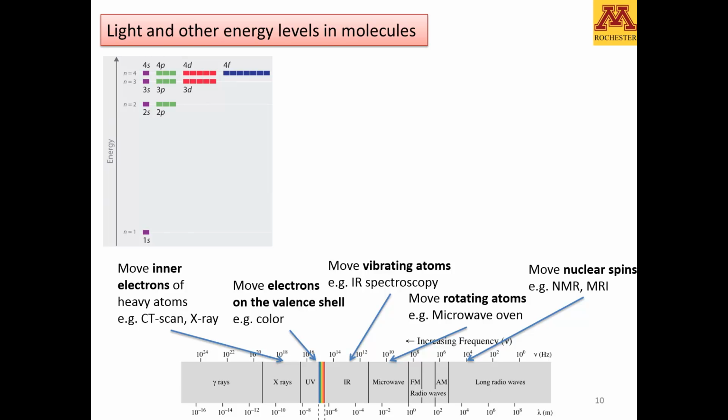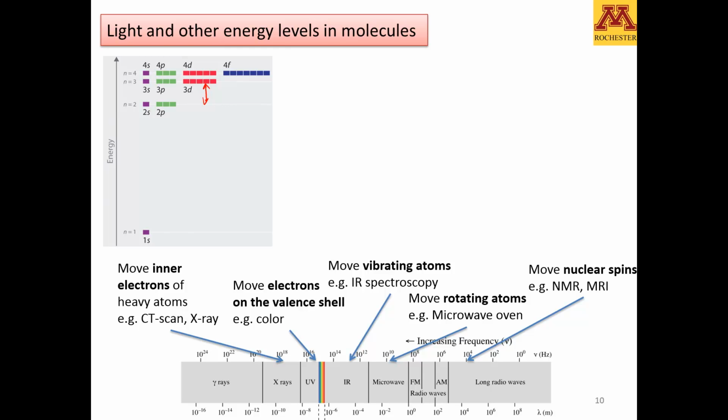We have been talking so far about the transitions of electrons among different electronic levels. We've been talking about how electrons can move from one orbit to another. From now on we will call them orbitals, but from one orbit to another, and how that implies an absorption or emission of a photon of light.